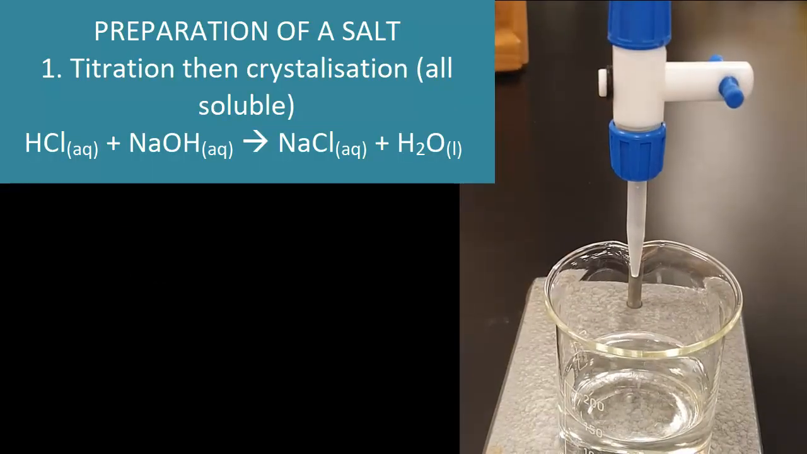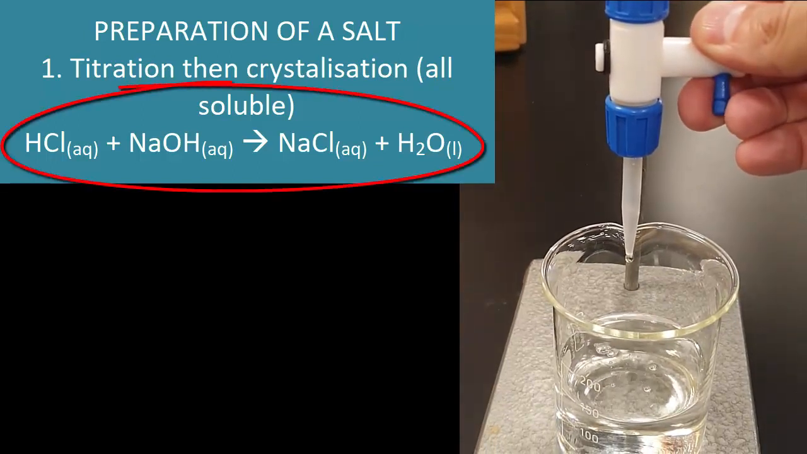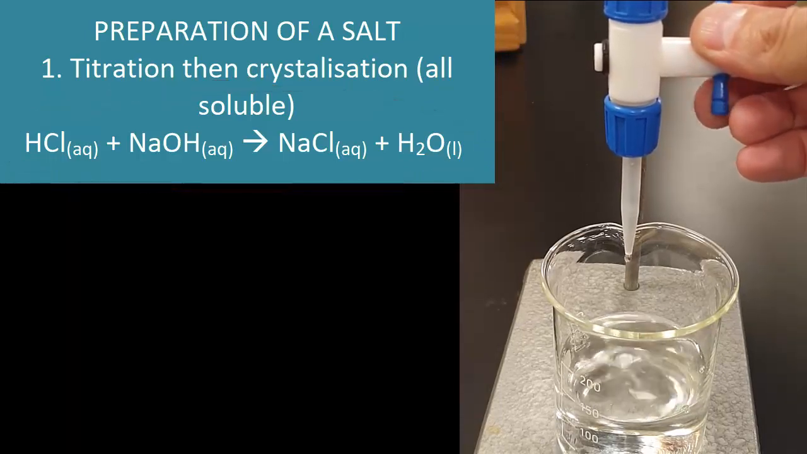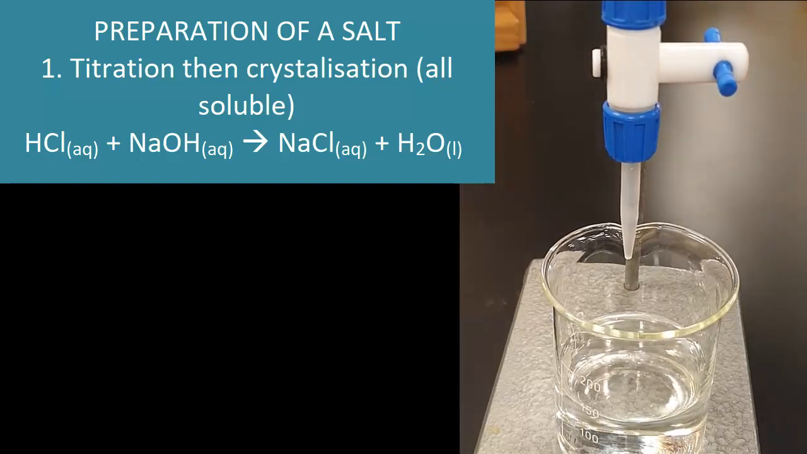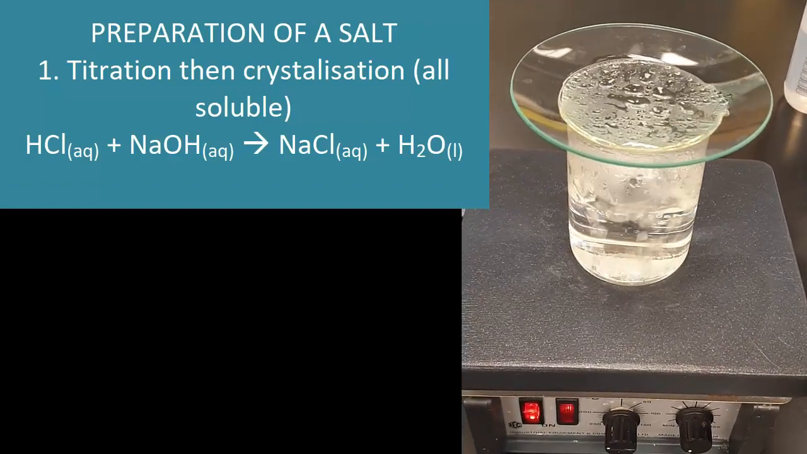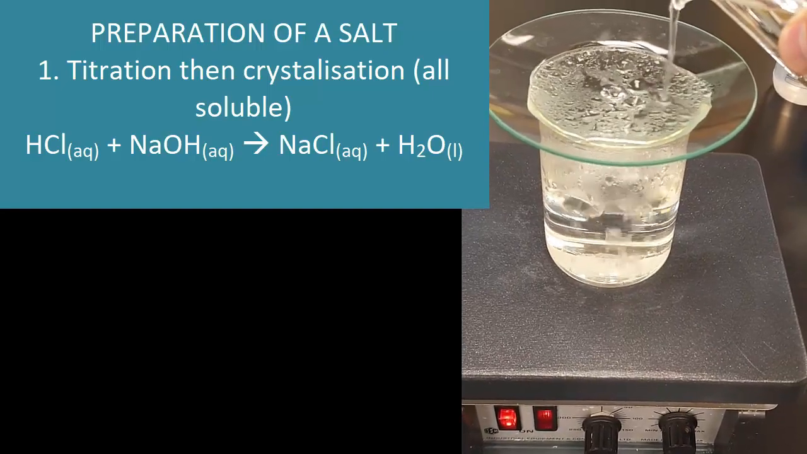So first of all, when everything's soluble, we'll call that just all soluble. You start off with the titration. You need to work out what the concentrations of the two are, and then you can accurately give the correct amounts of the two reactants so it is completely neutralized, and you just live with product. Once you're left with product, you can then just evaporate the water off using crystallization.